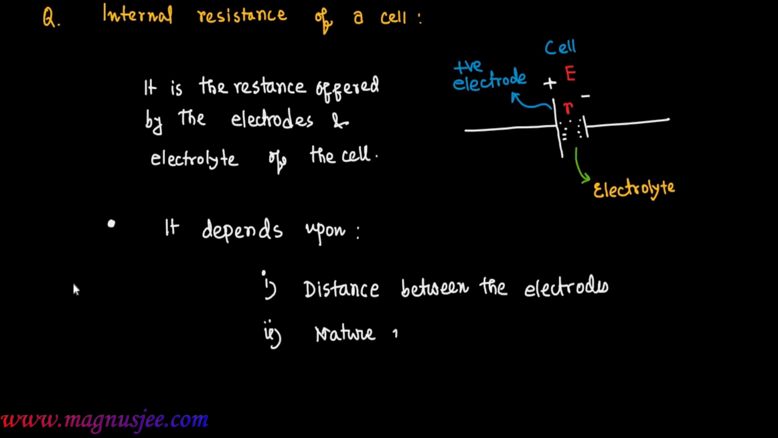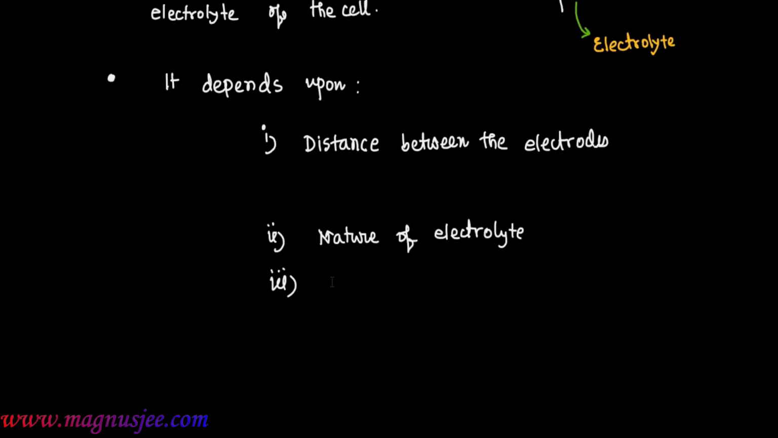Number 2, nature of electrolyte. Number 3, area of cross section of each electrode or plate. So now, in what way does internal resistance depend upon the distance between the two electrodes? These are the two electrodes. d is the distance between the two electrodes. Small r is the internal resistance, which is denoted in the diagram.